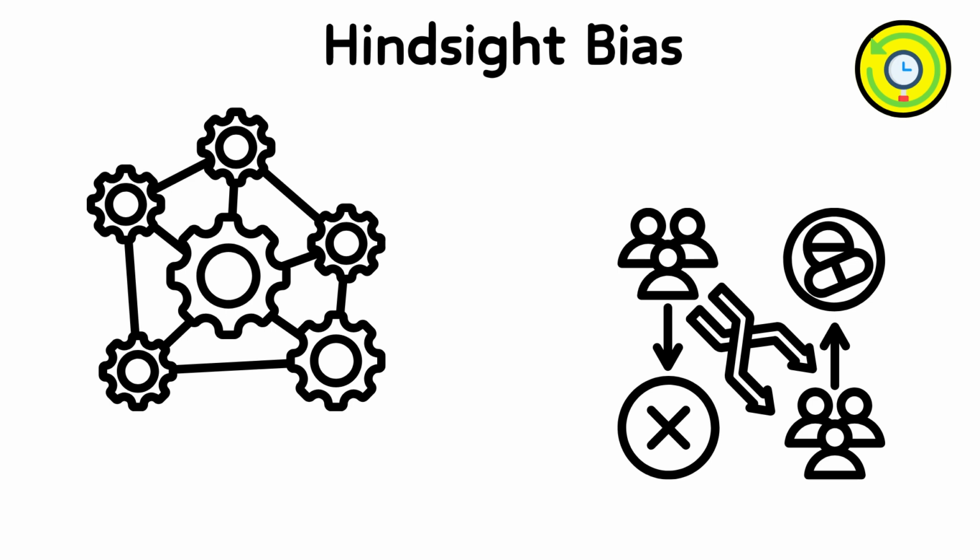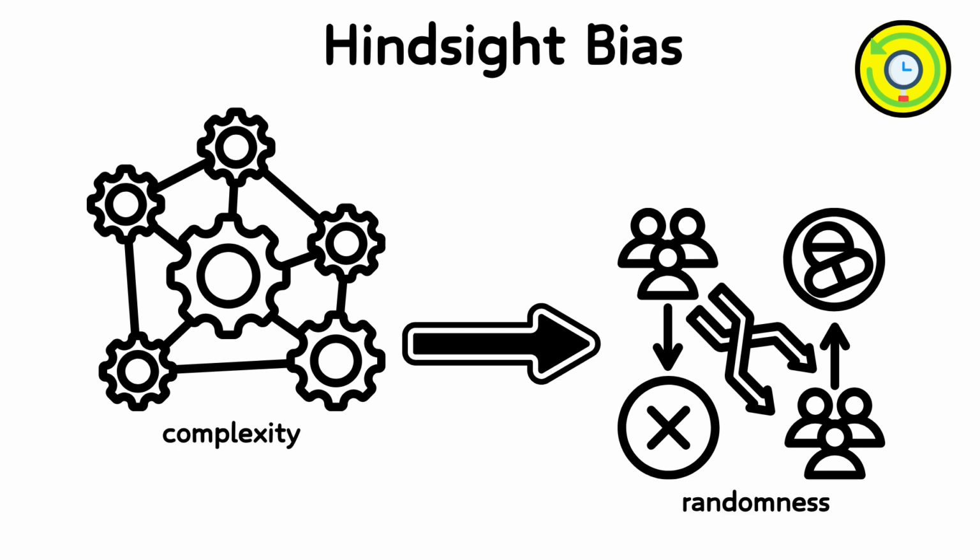By understanding and acknowledging hindsight bias, we can better appreciate the complexity of events and improve our ability to plan and make decisions without overestimating our predictive powers. This involves recognizing the randomness in outcomes and the limits of our knowledge, which can foster more humble and effective approaches to both personal and professional challenges.